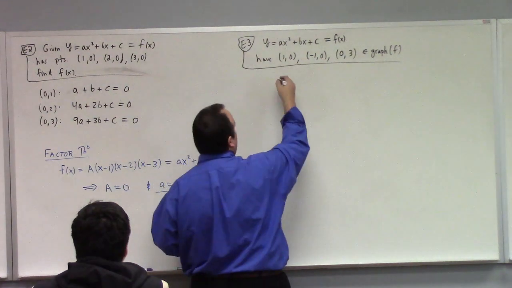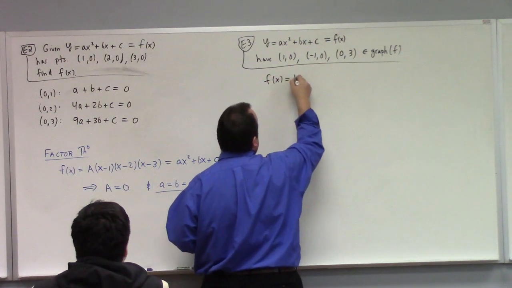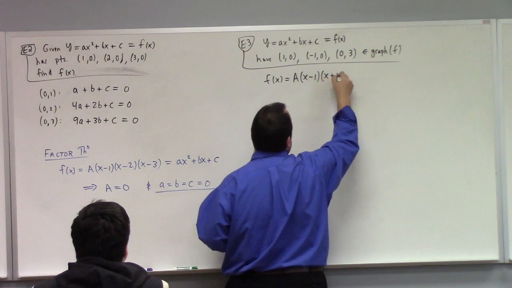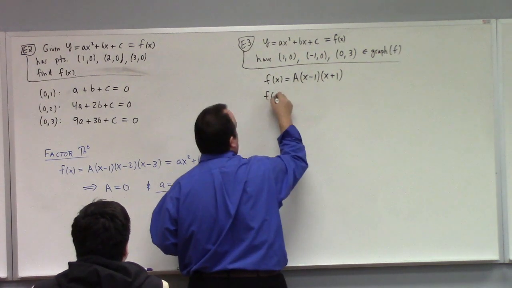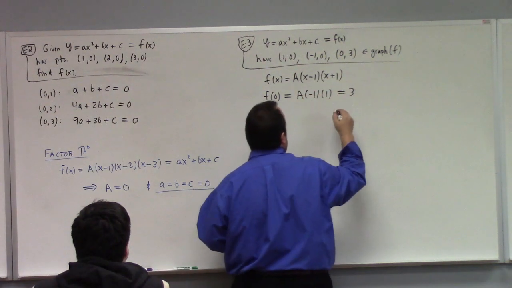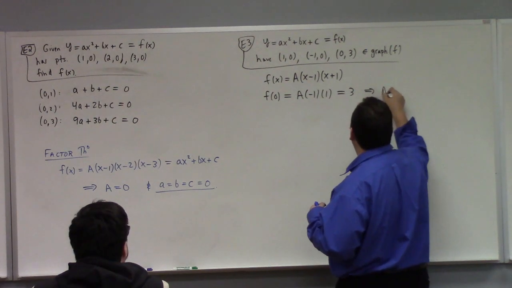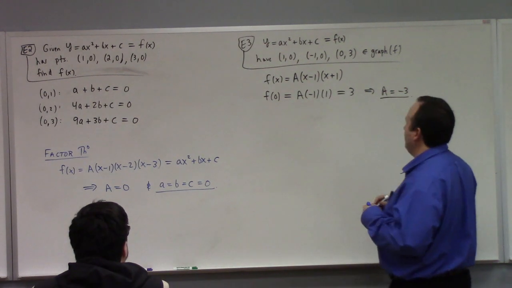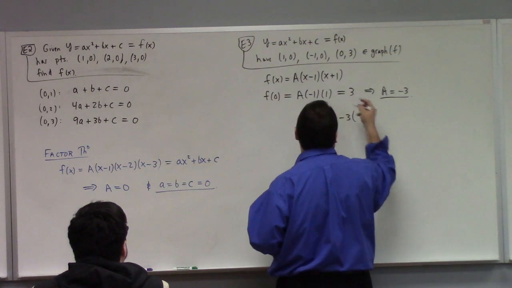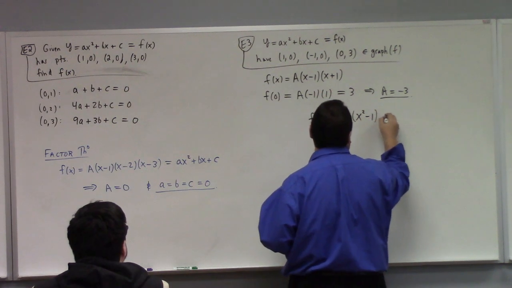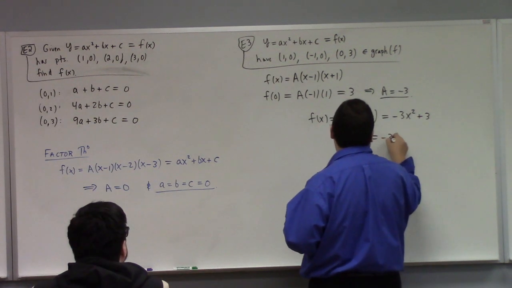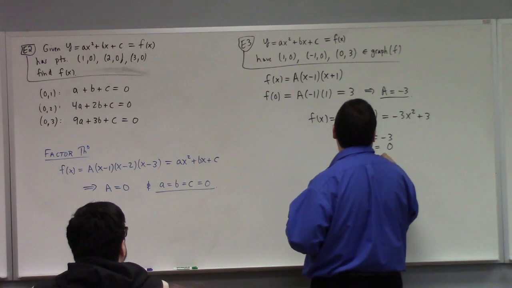Because the factor theorem says what? f of x is what? Something we don't know, right? This gives me x minus 1. That gives me x plus 1. And this means that f of 0 is what? 3, right? So apparently a is equal to minus 3. So f of x is minus 3 times, well, this multiplies to x squared minus 1. So you got minus 3x squared plus 3. So a is equal to minus 3, b is equal to 0, c is equal to 3.